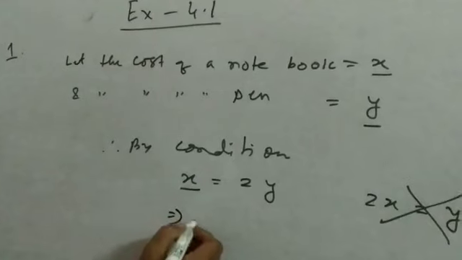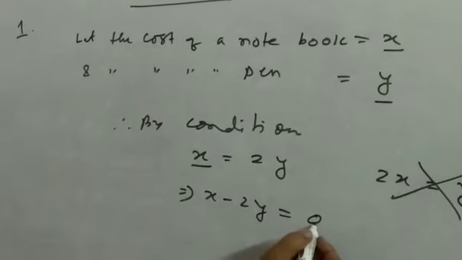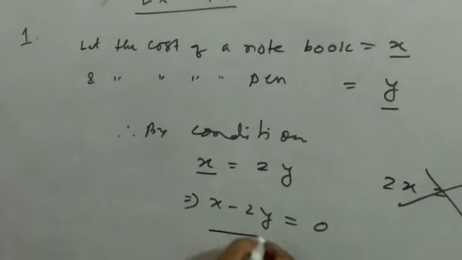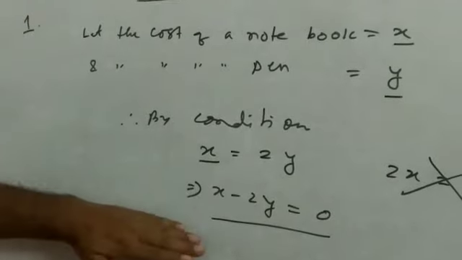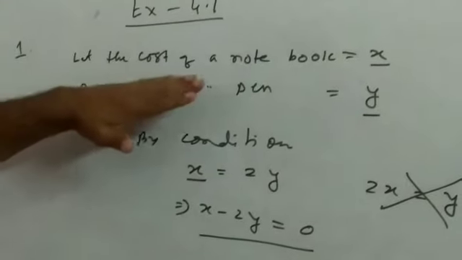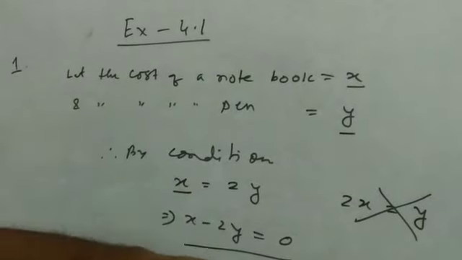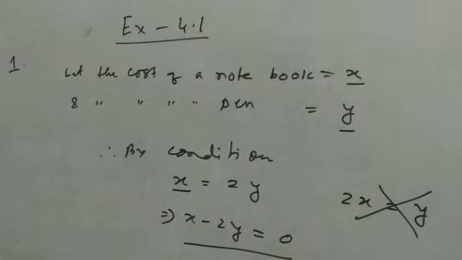This equation can also be written as x minus 2y is equal to 0. This is in general form. Either this is the answer or you can express the equation in general form. So the answer is x minus 2y is equal to 0. Is that clear? So you have to practice like that, forming linear equations from statements. Further we will give some more examples. So question number 1 is finished.